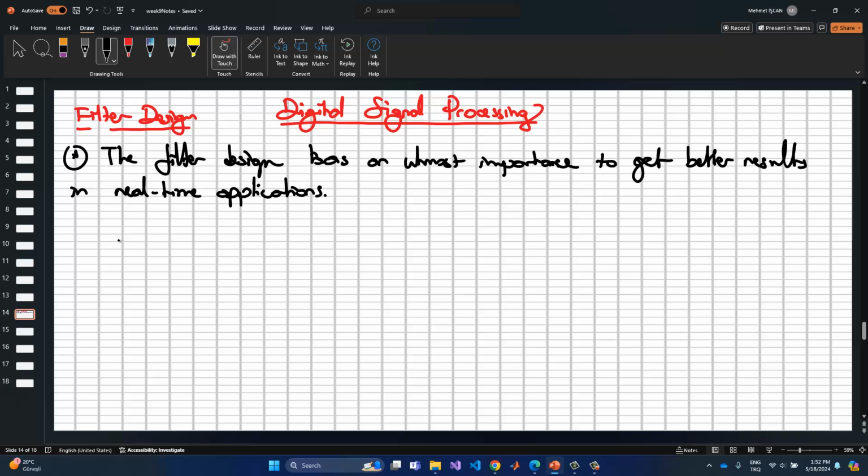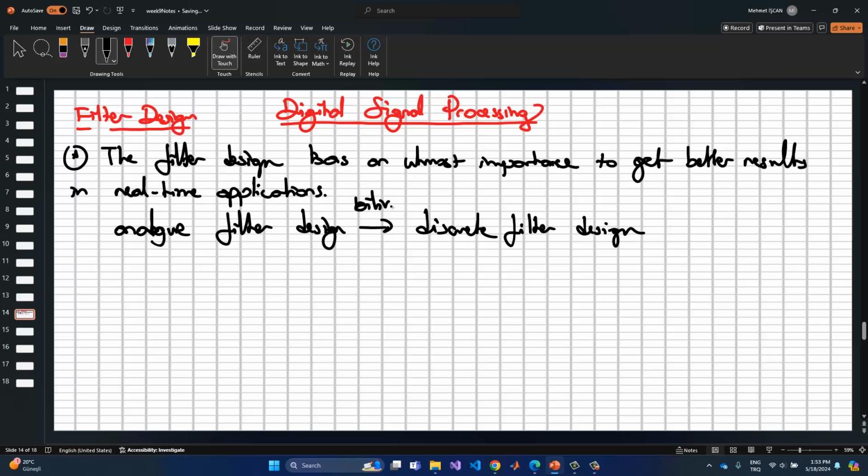Okay, in order to design the discrete filter, first we need to design the analog continuous filter, which means that we can utilize the analog filter design to create what? The discrete one. Okay, by using some methods, for example the bilinear transform.